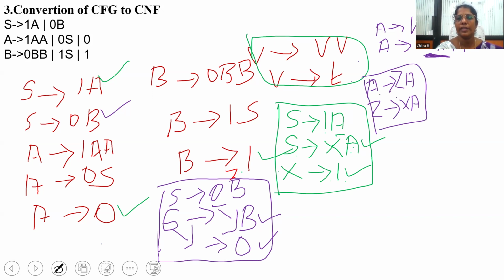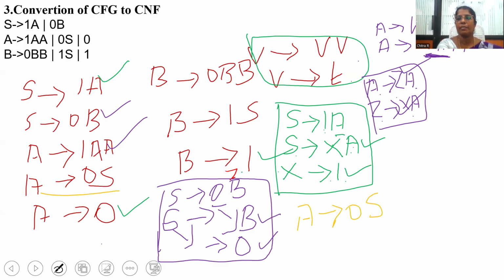We check this one. A tends to ZA, two variables. Z tends to XA, two variables. Both are in the Chomsky normal form, so it can be converted like this. This one got over. And what is the next one? Take the next production, A tends to 0S. So write A tends to 0S.